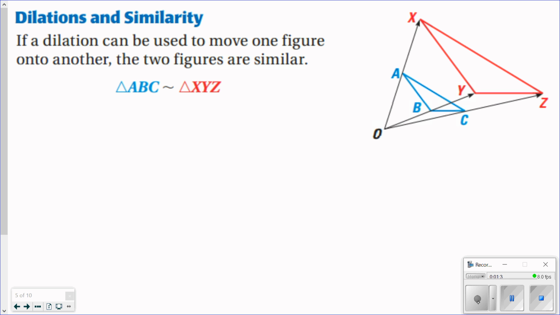Dilations and similarity. If a dilation can be used to move one figure onto another, the two figures are similar. So if a dilation occurs, we know that the figures are similar to each other.